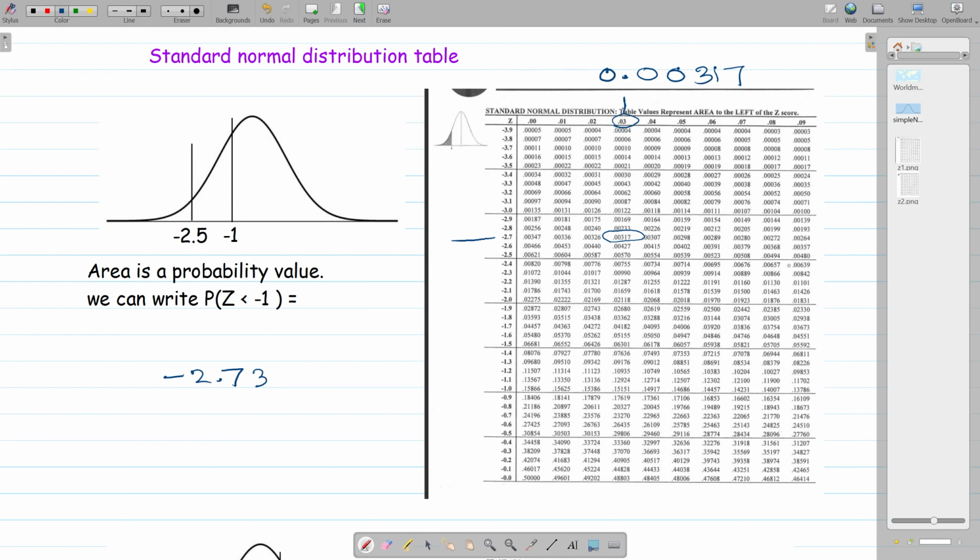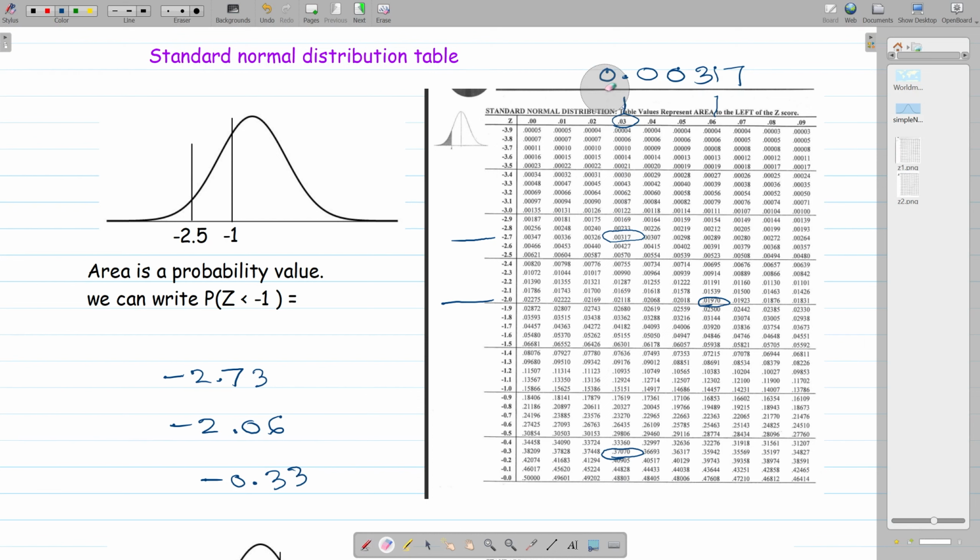So, in that way, what is the particular Z value for this one? Okay, the row is minus 2.0 and the column is 0.06. That is then minus 2.06. Good. Now, what is the value for this one? What is the Z value for this area? That is minus 0.33.